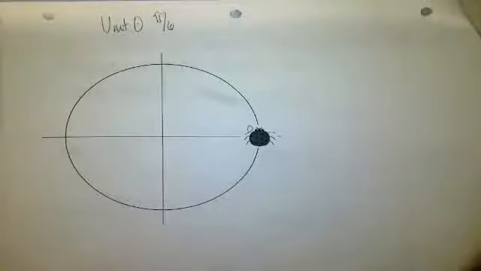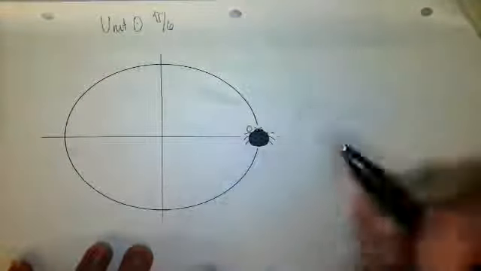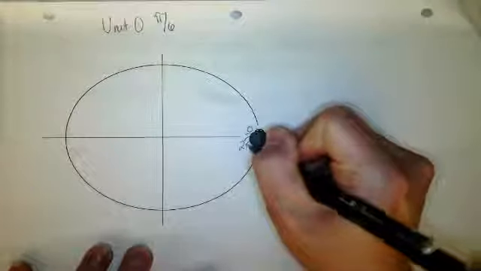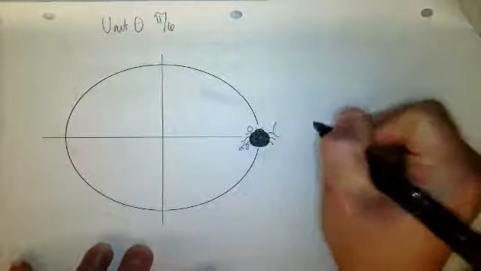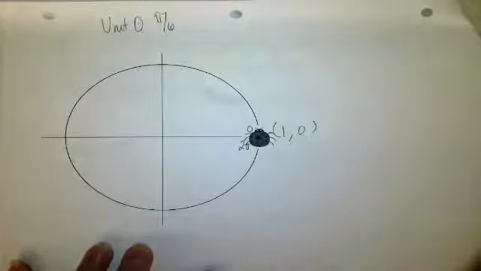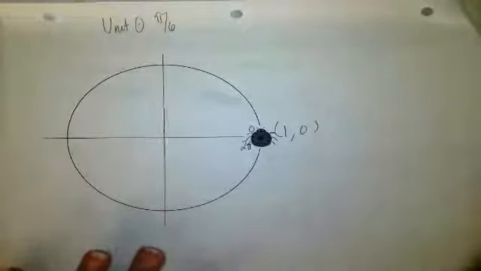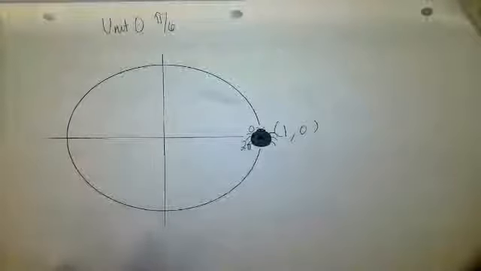My ladybug right now is sitting at 0 radians. If she travels all the way around the circle, how far does she travel? 2 pi radians, which is the ordered pair 1, 0. Guess what you're going to miss on your test? Every point, the ones and zeros. You're going to miss it on your test, because we reverse it.